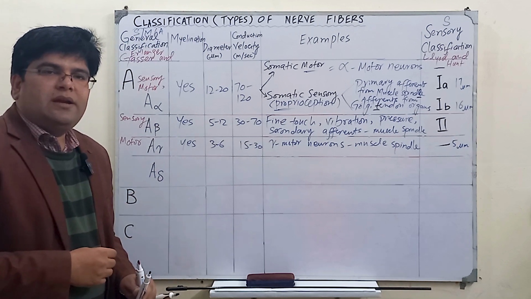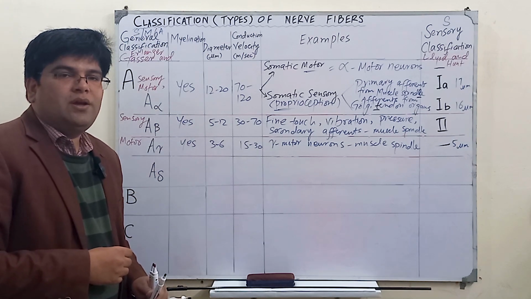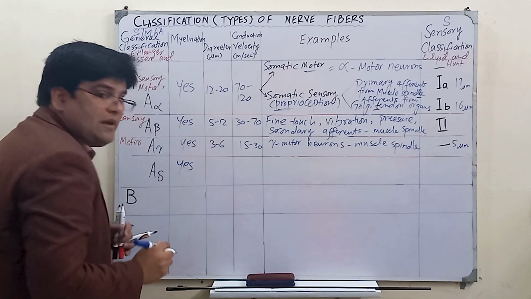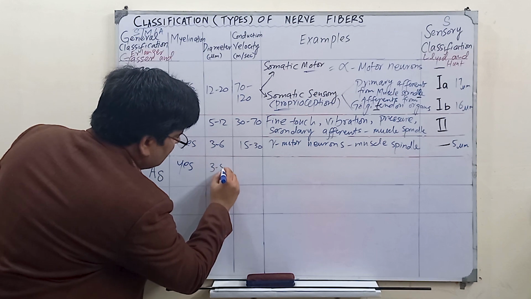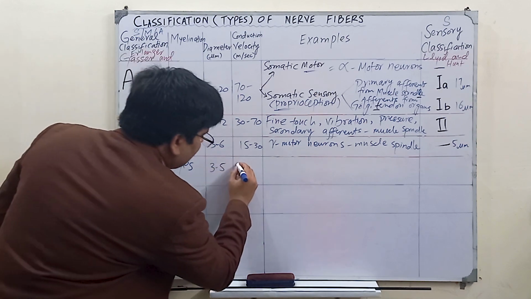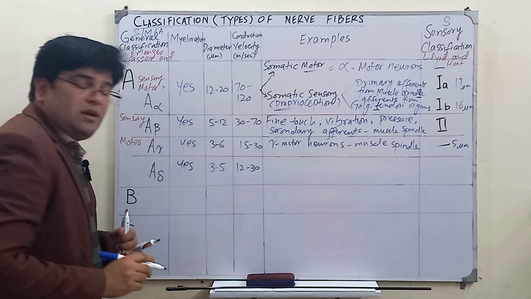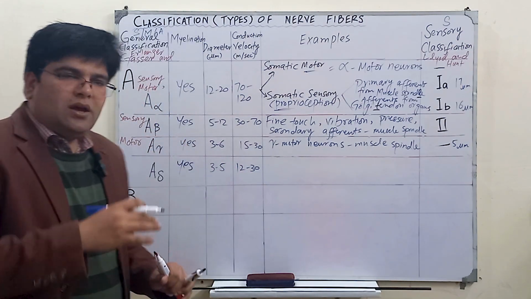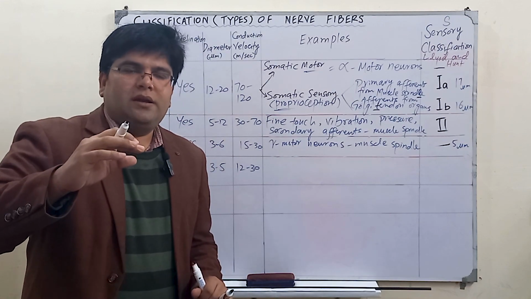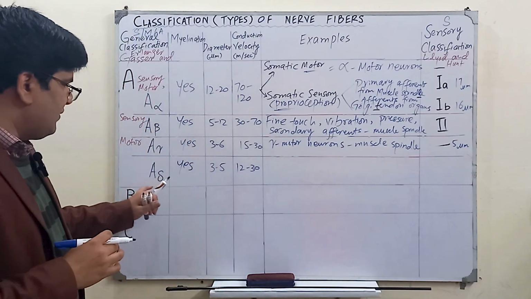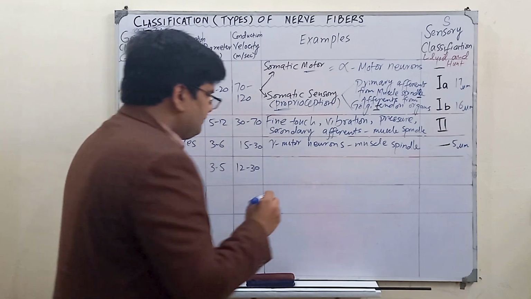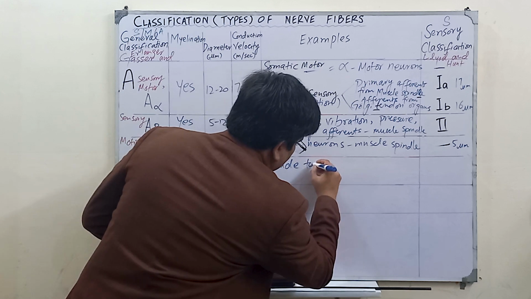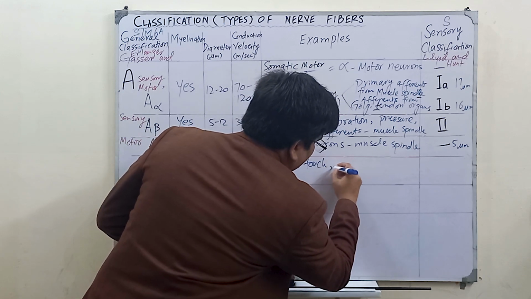Now coming to A delta type of nerve fibers. They are also myelinated. The diameter is between 3 to 5 micrometers. The velocity of conduction is between 12 to 30 meters per second. What are the types of signals carried along A delta types of nerve fibers? The signals carried are crude touch and crude pressure.